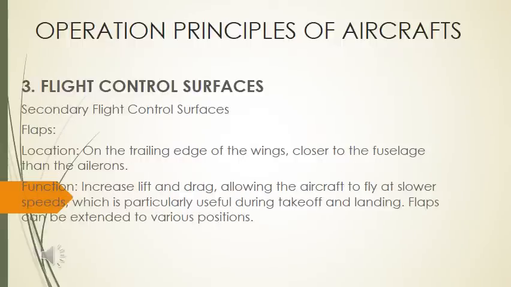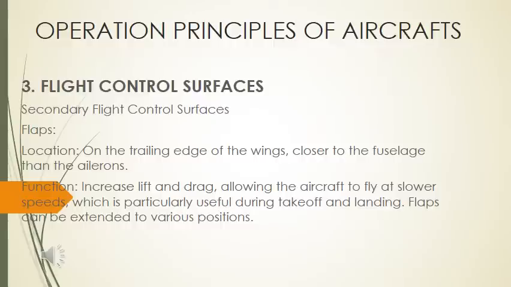So next, I'm going to be considering the secondary flight control surfaces. Number one, I have the flaps. The location of the flaps is on the trailing edge of the wings, closer to the fuselage than the ailerons. The function is to increase lift and drag.